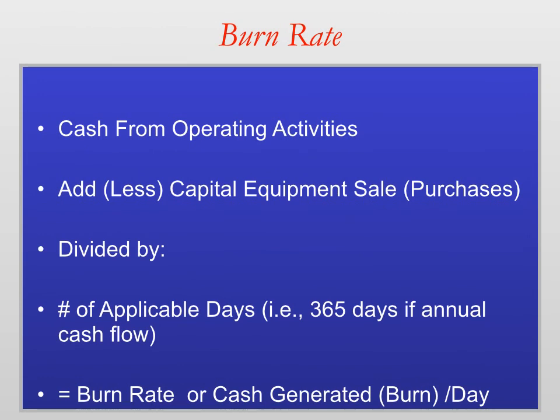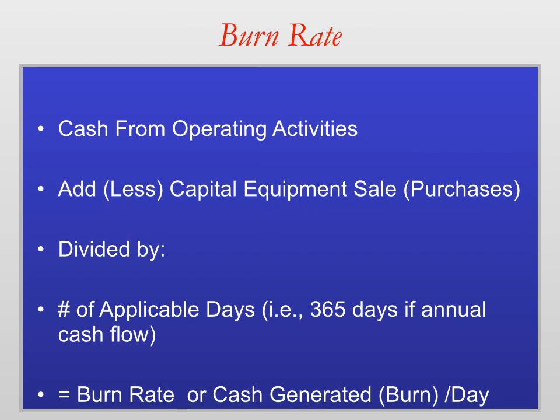Well, the burn rate is simply taking our cash from operating activities, which can be negative or positive, and that includes the income or loss, add back depreciation, offset by changes in working capital, gives us cash from operating activities, and you add or subtract any cash that comes from selling equipment or having to buy equipment. Now, in the early stage company, typically you're making capital equipment purchases for things like computers, machines, and such. Once you've added those two together to come up with a cash flow number, typically what we call a cash burn number, in the early stage companies.